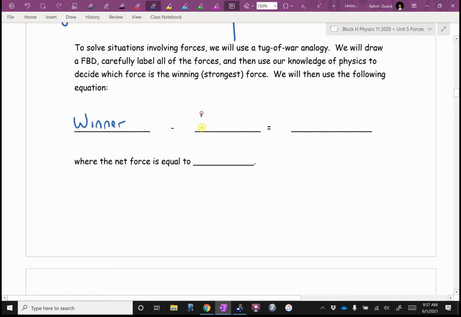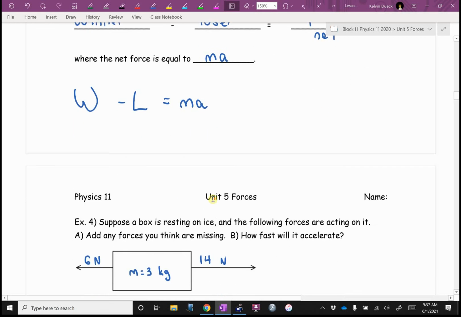Winner minus loser equals F net, where F net is equal to ma. So really what we're going to do is go winner minus loser equals ma. This is our one-size-fits-all equation. I can't give you every equation we're going to come up with. There's going to be hundreds of them. What I can say is this template will allow us to figure out every equation. Let's do a couple here.